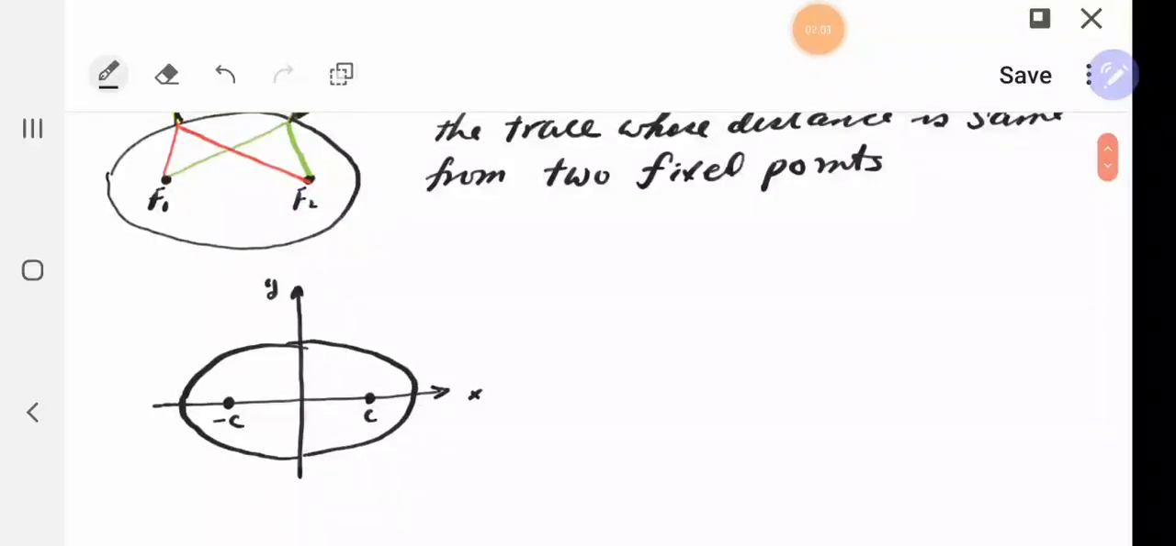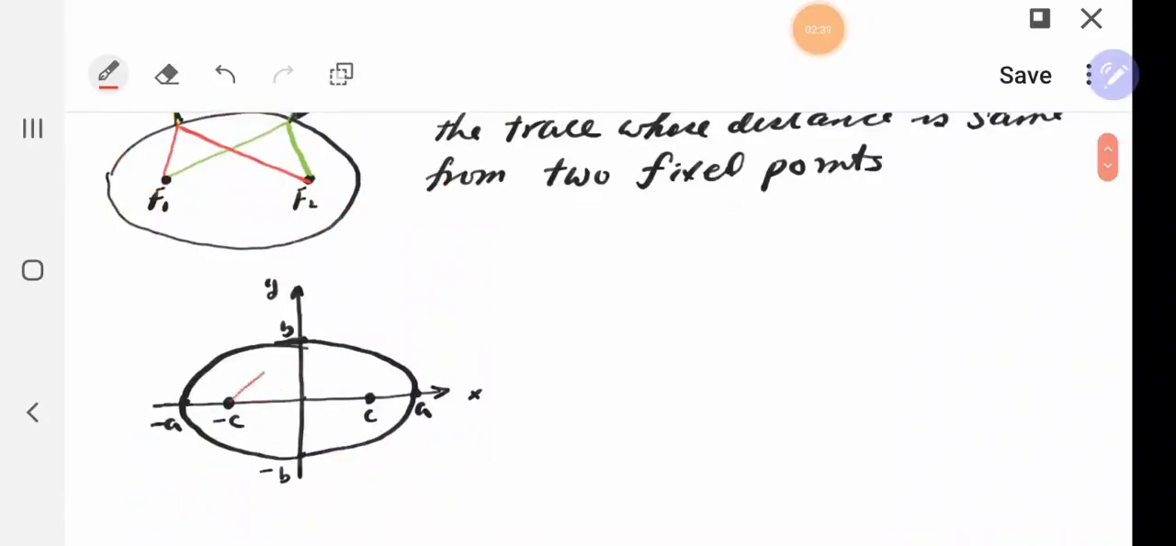Right, and then let's say the x-intercept is A, then this will be negative A. The y-intercept is B, then the bottom side is negative B. And the center is the origin. So this will be the ellipse on the XY plane. And this is a very important concept.